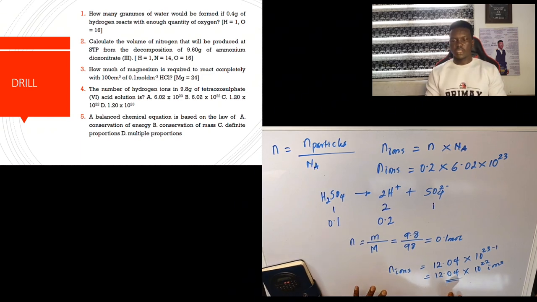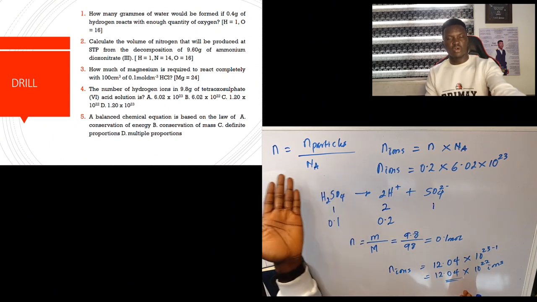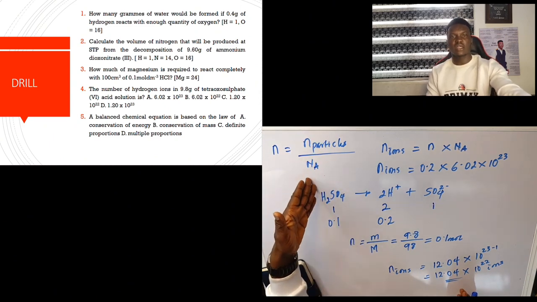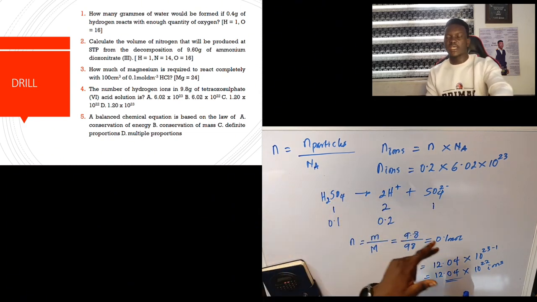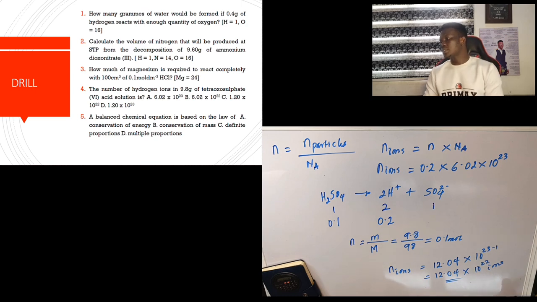Now, please get this right. It's simple. You already know your formula: number of particles over Avogadro's constant. How do you know number of mole? You know it from what you are supplied. And that's that. So the last one says that a balanced chemical equation is based on the law of what?